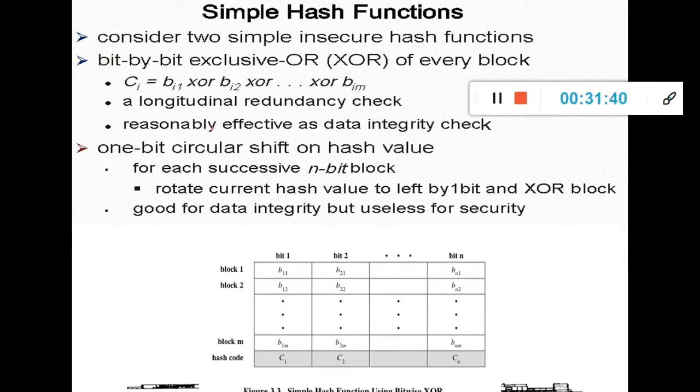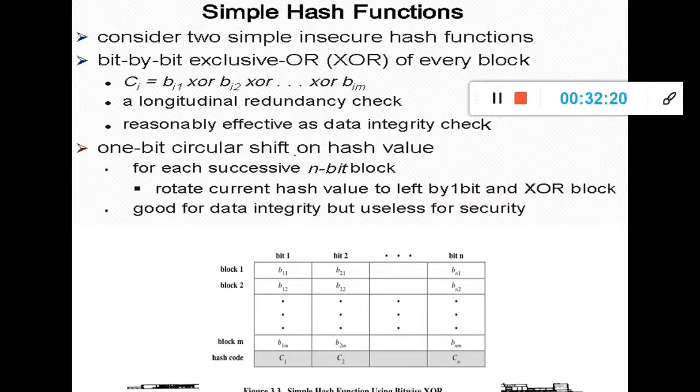It's quite secure, but this is a simplified hash function, and people have already discovered the weakness. But in order to explain a hash function to you, this is the simplest one. It is reasonably effective as a data integrity check. Integrity means that data is not modified or altered in an unauthorized way.